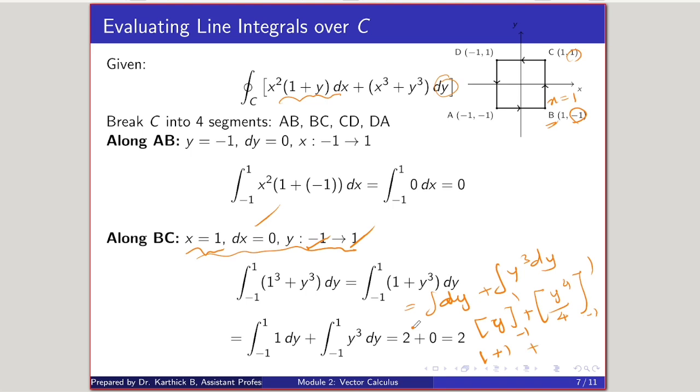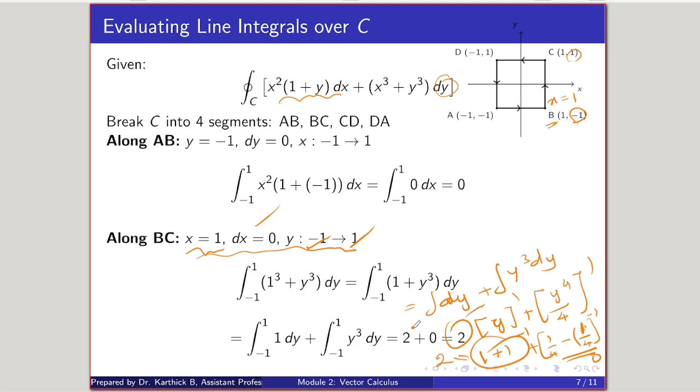And here, what about this? Here it will be 1 by 4 minus of minus 1 whole power 4, which becomes plus 1. So 1 by 4 again. So this whole part becomes 0. Here it will be 2. So finally I am getting 2.